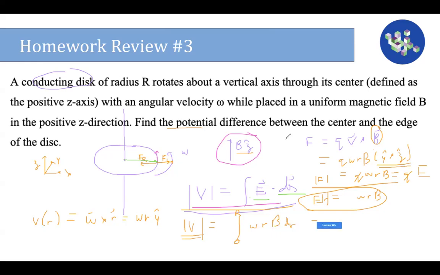And so what will I get? You do the integral, you'll get omega times big R squared times B, divided by 2. And that's just the potential difference between the center and the edge of the disk. So that will be our final answer.